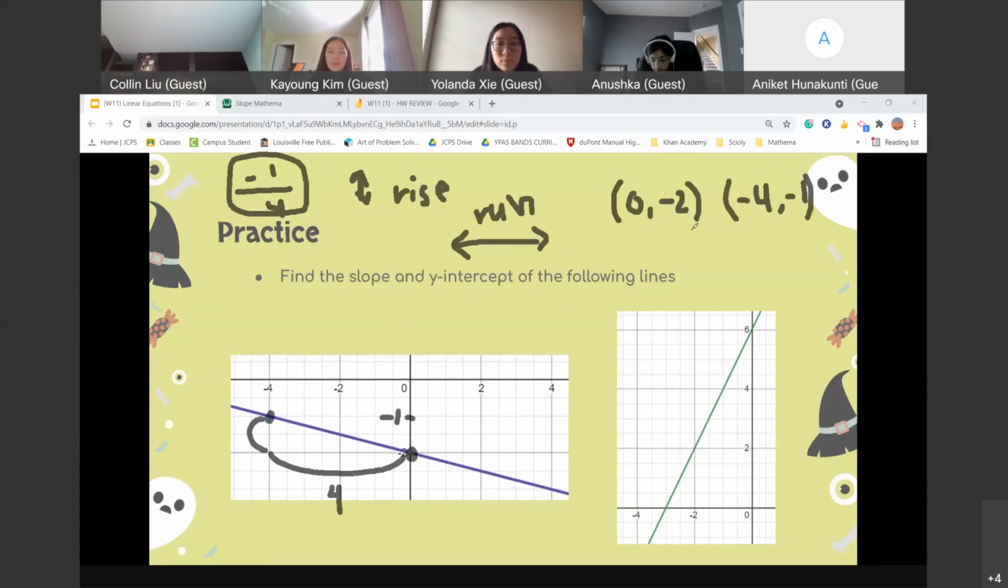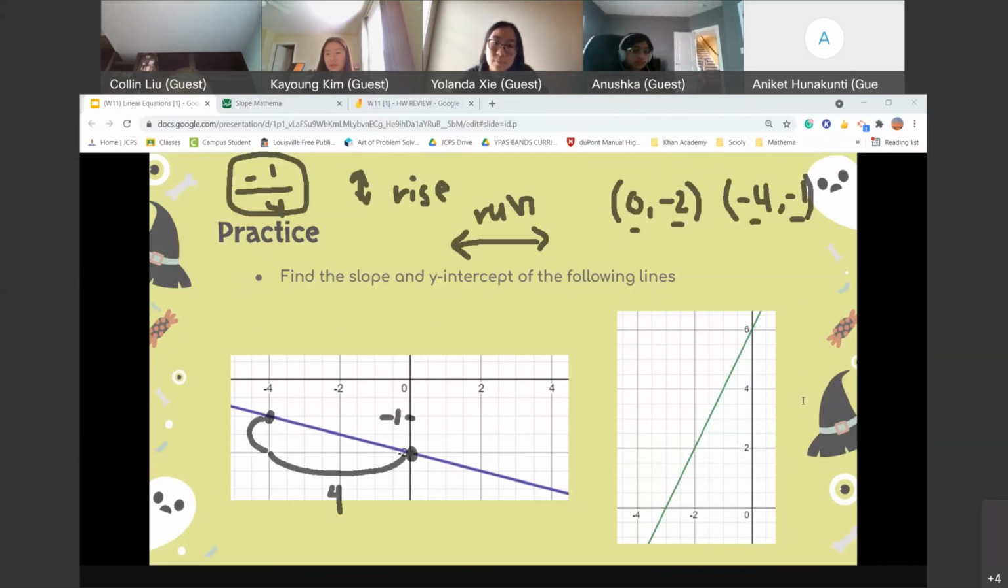But one thing you have to make sure of is, technically I could do -2 minus the -1 over 0 minus -4, or I could do -1 minus -2 over -4 minus 0. It doesn't matter what order I put it in, but they have to be in the same order. So if I subtract point 1 from point 2, then I have to do that for both coordinates.